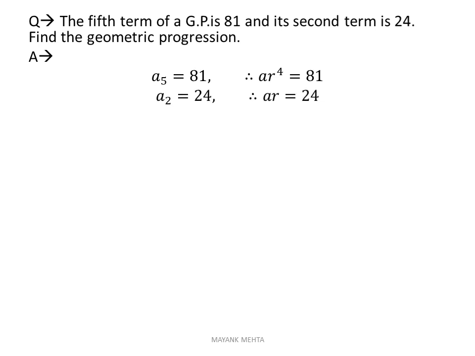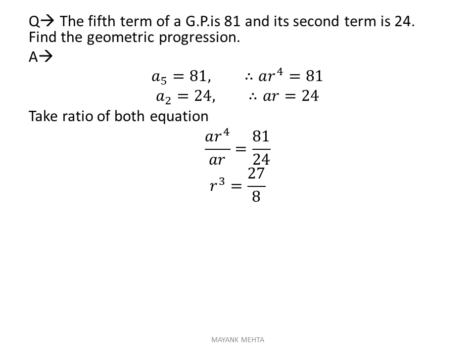तो यहाँ पे आपके पास दो इक्वेशंस है. हम क्या करेंगे, दोनों इक्वेशन का रेशियो ले लेंगे दोनों तरफ. तो a into r raised to 4 upon a into r, मतलब left hand side upon left hand side is equal to RHS upon RHS, 81 upon 24. तो ये हो गया r cube is equal to 27 by 8. तो r is equal to 3 by 2. तो r की वैल्यू है 3 by 2.